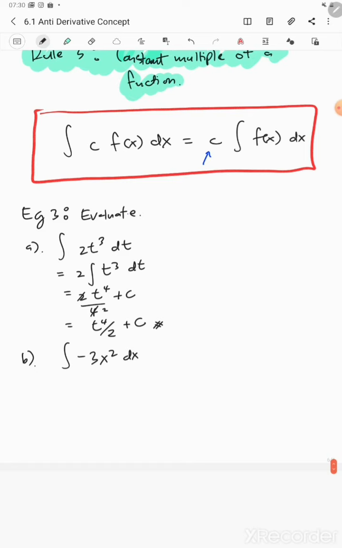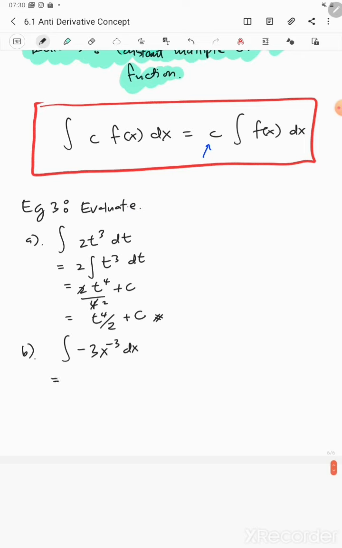Now b, we have here the integral of negative 3x. Let's say I change this one, 3x power of negative 3 dx. So the constant we put it out and then integrate only the function. So the answer will be 3 power of x, negative 3 plus 1, the answer is negative 2, right? And then bring it down, negative 2 plus c. Simplify this, negative we cancel off, and then the final answer is 3 x power of negative 2 divided by 2 plus c. Okay, this is the answer.